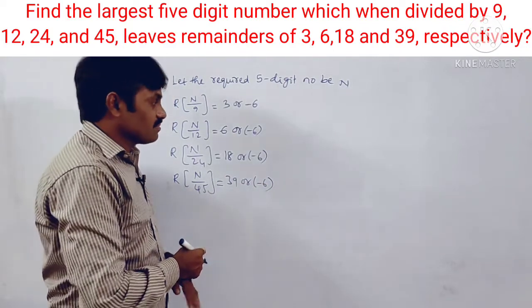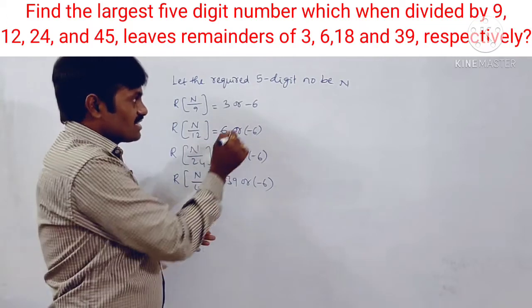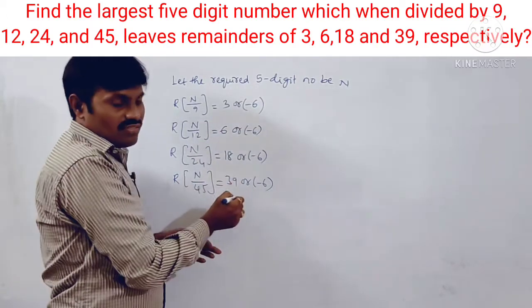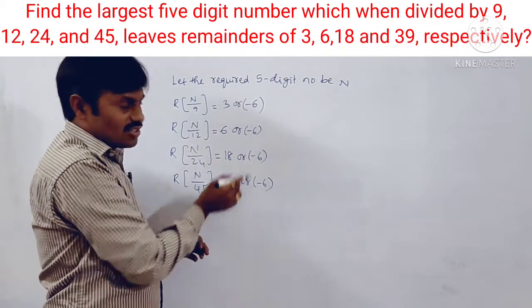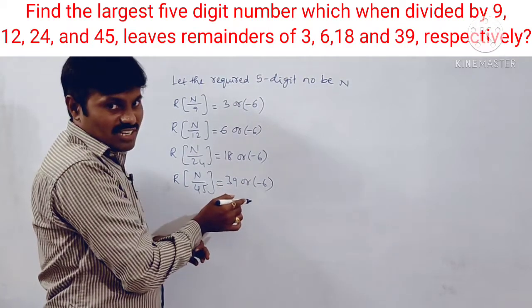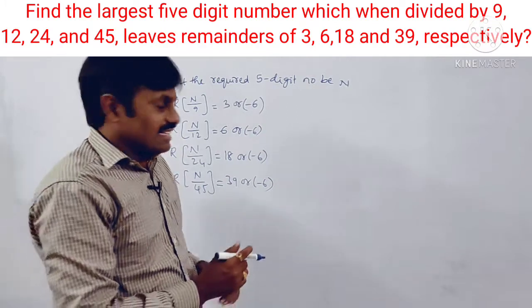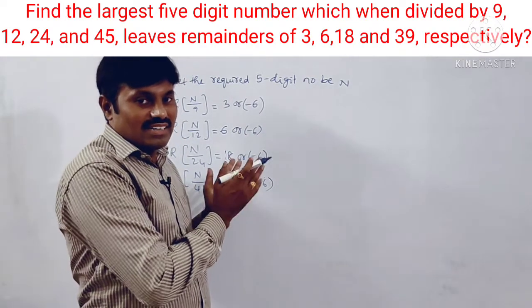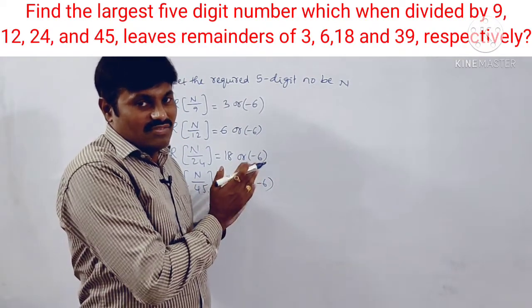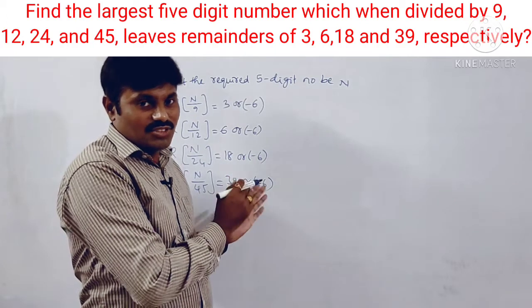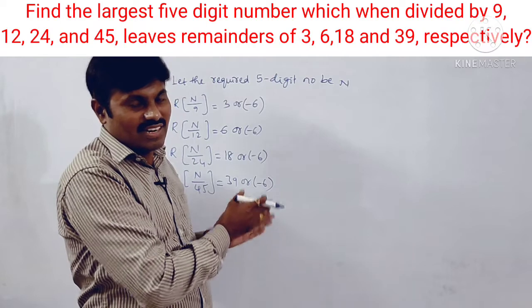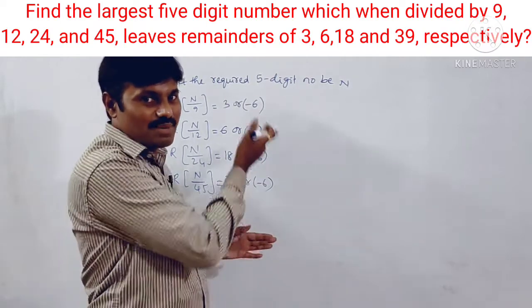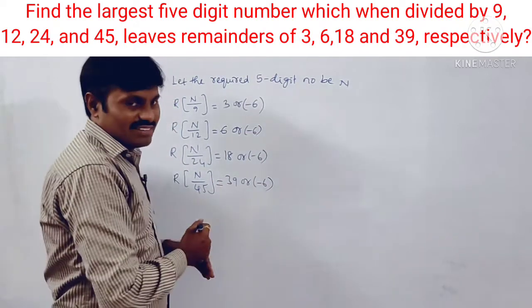The difference between these two is minus 6. That means in each case we are leaving the same remainder. That means common difference is same. So this one we have to consider while solving the problem. That means we have converted the different divisors, different remainders concept into different divisors and same remainder. What is the same remainder? Minus 6.